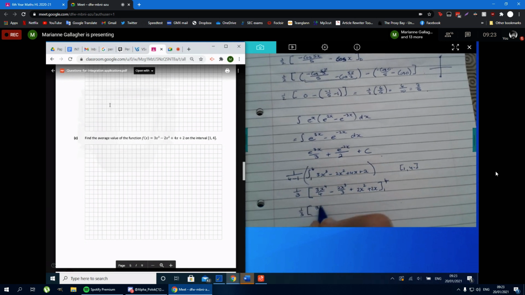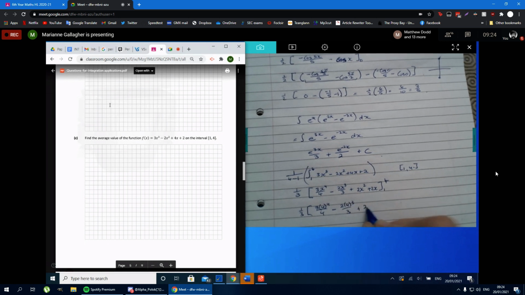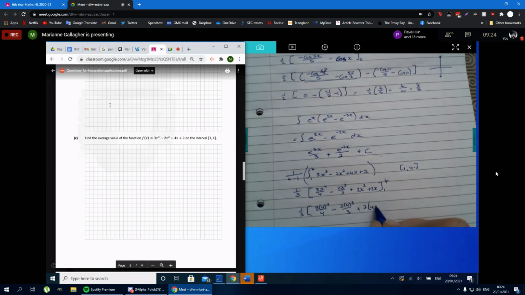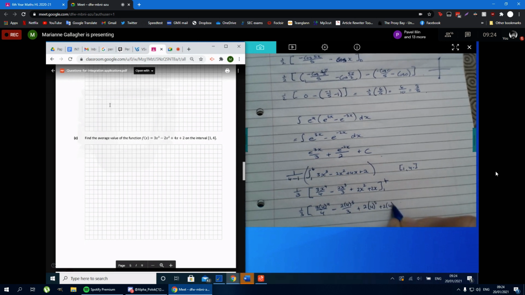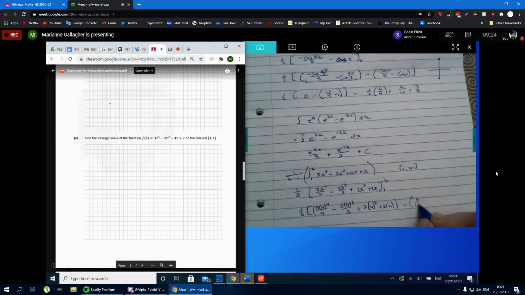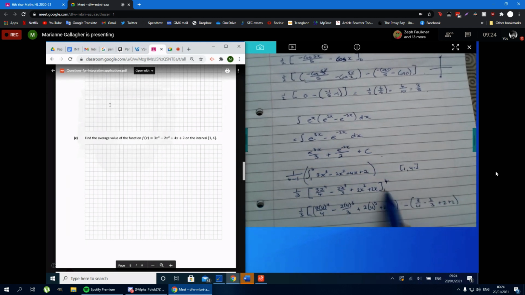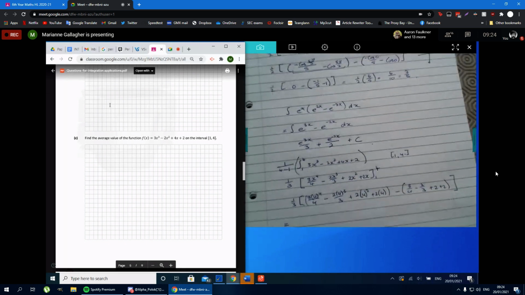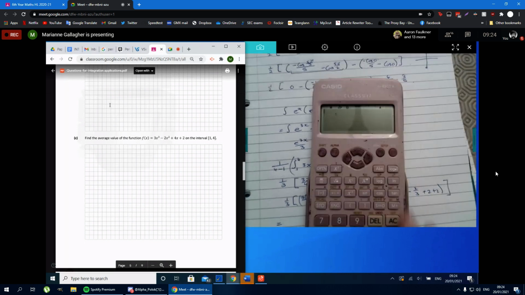And that's going to be 3 times 4 to the 4 over 4, minus 2 times 4 cubed over 3, plus 2 times 4 squared plus 2 times 4, minus 3 over 4 minus 2 over 3 plus 2 plus 2. So wherever there's an x, you're going to put in your bracket. With the ones, I'm just not bothering to put in the brackets. Okay. And then again, get the calculator out.